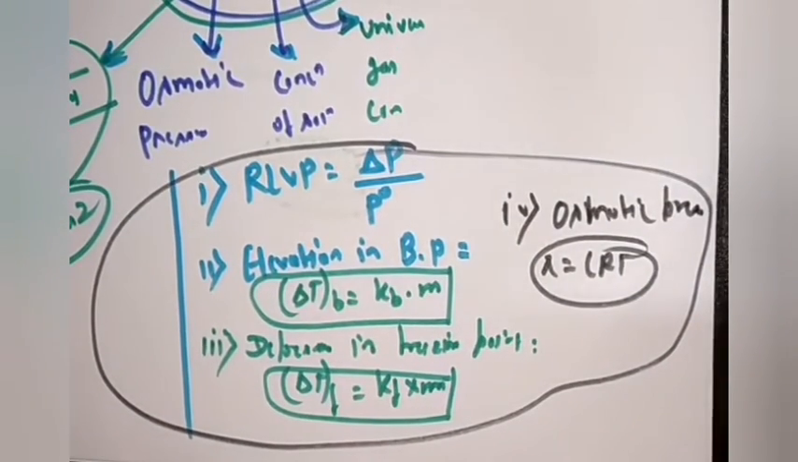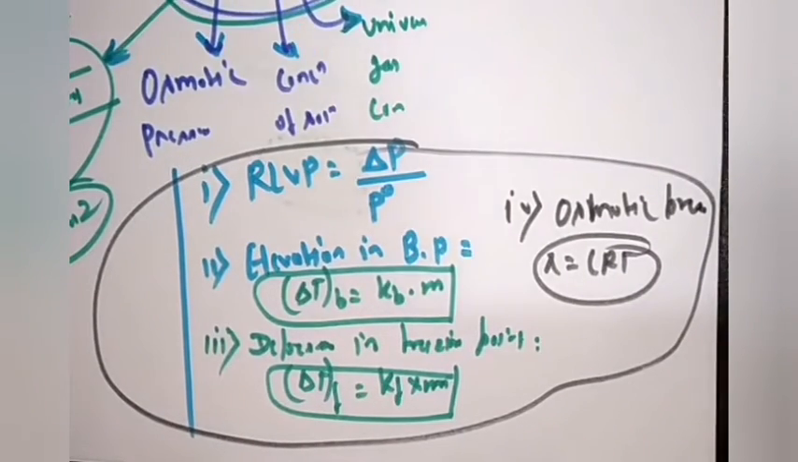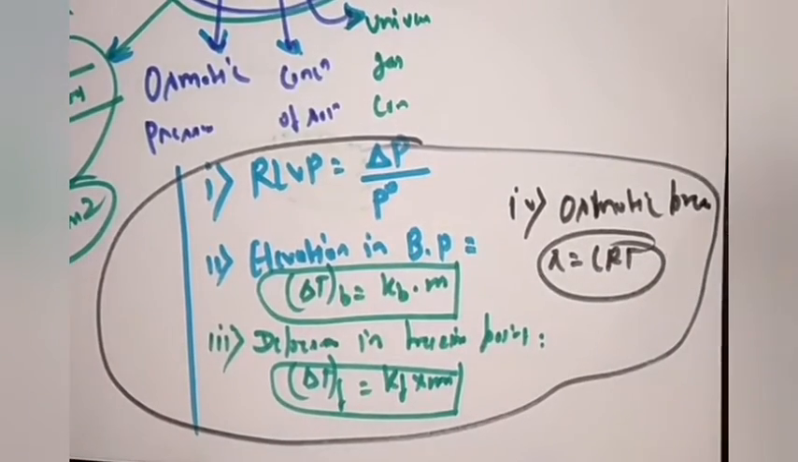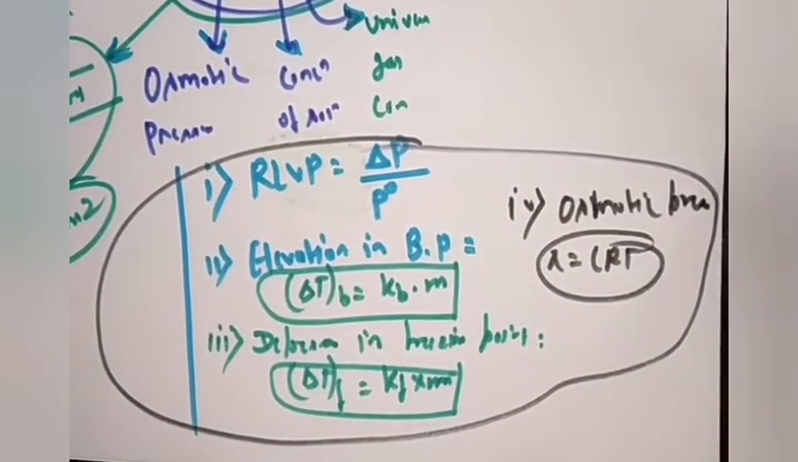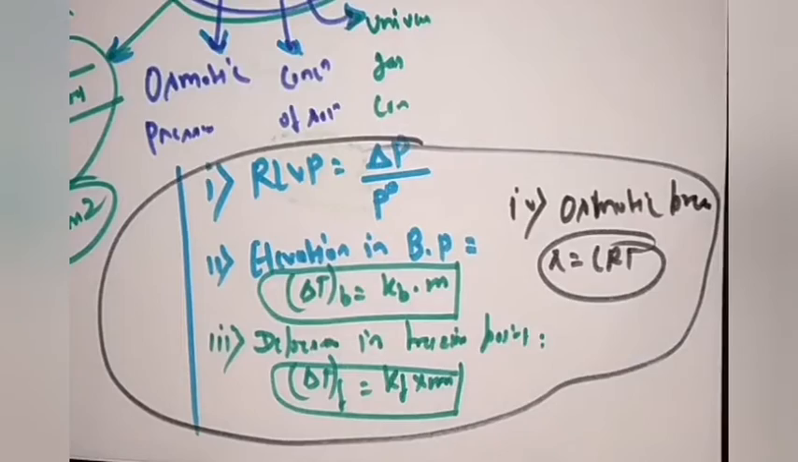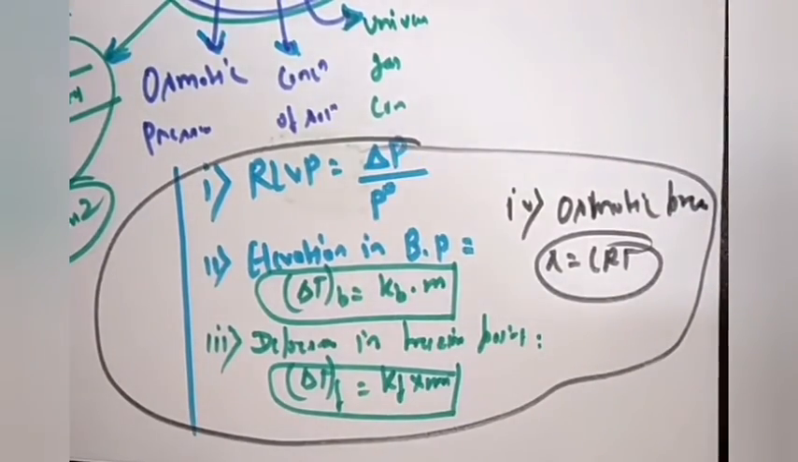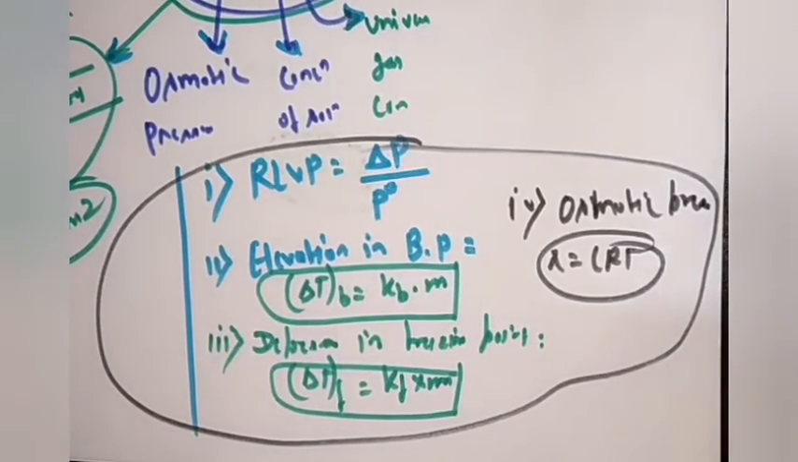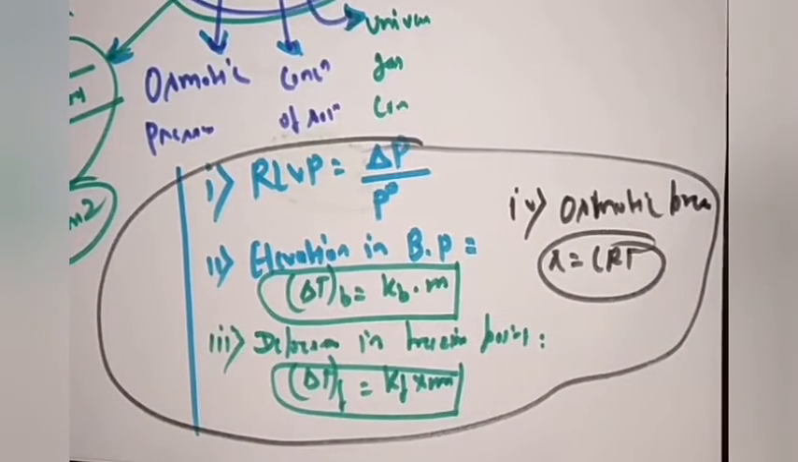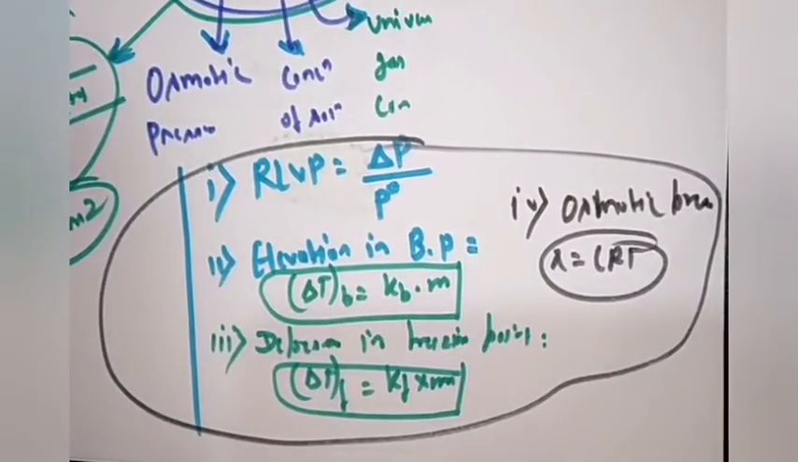When a case of association or dissociation arises, the reason I am telling you about it is that the solute may associate or dissociate when we add it in the solvent for the formation of solution. So when the solute associates or dissociates, the observed colligative property will not be the same as the theoretical colligative property.